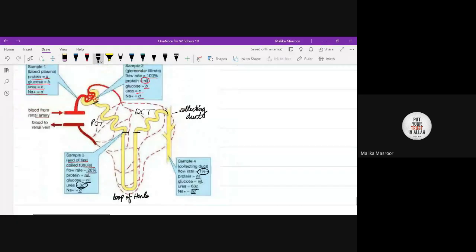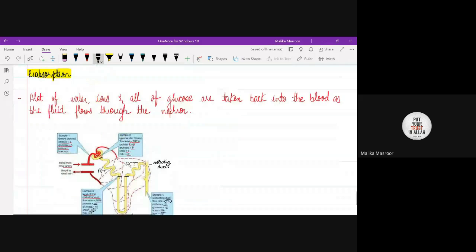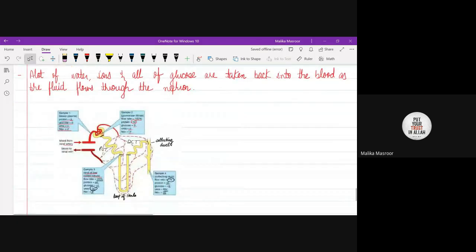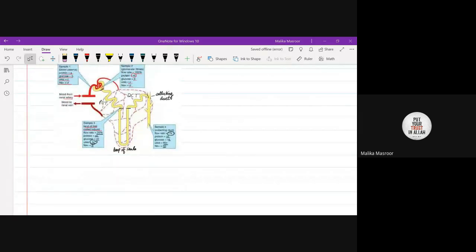Now is this clear? Yes, everyone, is this clear? Clear.